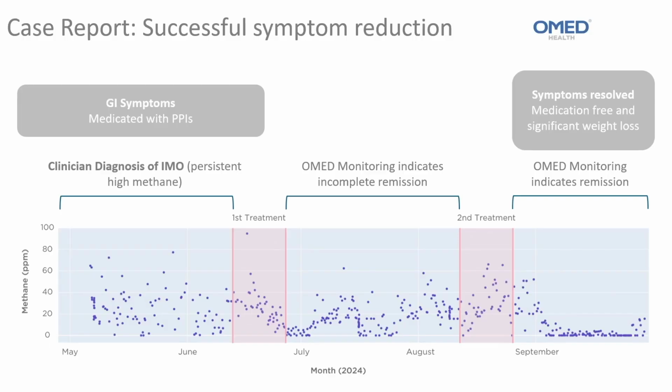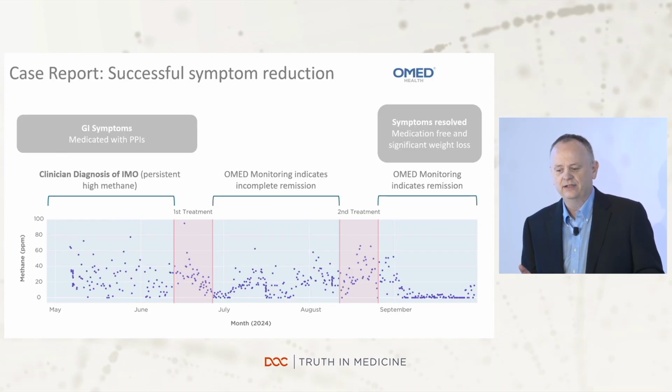So each one of these blue dots is a measurement of methane, one of the 2 gases this device is measuring. Every day they were taking multiple measurements of their methane as they ate different foods. And the methane levels for this patient were particularly high. It was causing all sorts of GI symptoms. The doctor was consulted. They identified methanogenic overgrowth, so too much of a certain type of bacteria, and they were given an antibiotics regime. That was the standard of care.